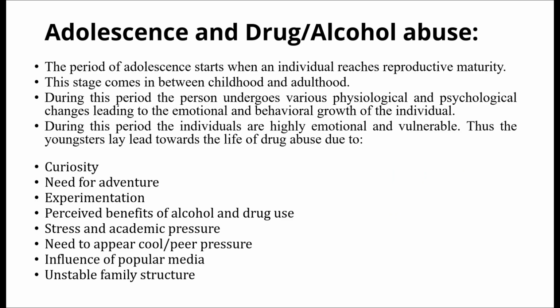Adolescence is a period which starts when an individual reaches reproductive maturity. This stage comes in between childhood and adulthood. During this period, a person undergoes various physical and physiological changes, leading to emotional and behavioral growth of an individual. During this period, individuals are highly emotional and vulnerable.